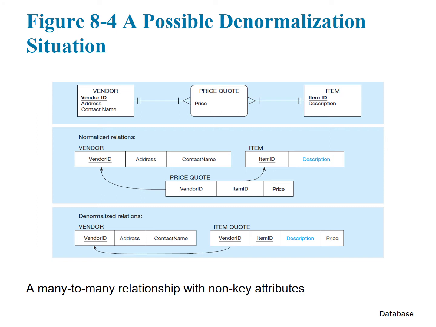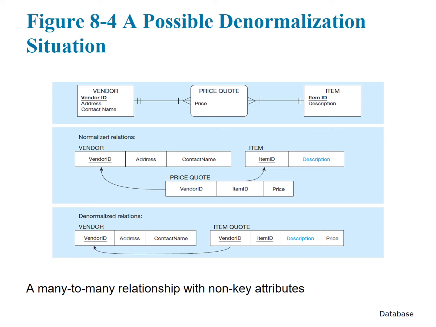Figure 8-4, a possible denormalization situation. Here is the case of a many-to-many relationship between vendors and item, which results in three tables. Denormalizing combines the item and price quote table into a single table called item quote. Which attribute will wind up being duplicated in this case?